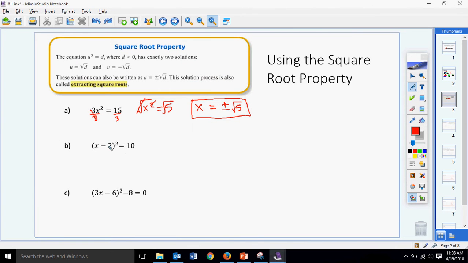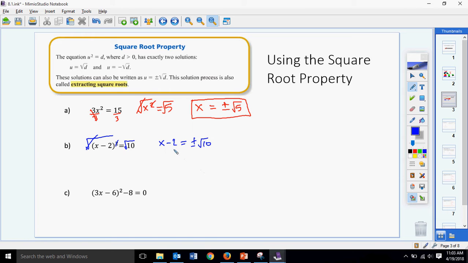Okay, drop down here. There's nothing that I can divide or subtract by on both sides. So I'm ready to get rid of the square root. So I want to square root both sides to get rid of the square. Square and the square root cancel. So I'm left with x minus 2 equals, well, if I square root this, I need the positive and negative version of it. So plus or minus the square root of 10.